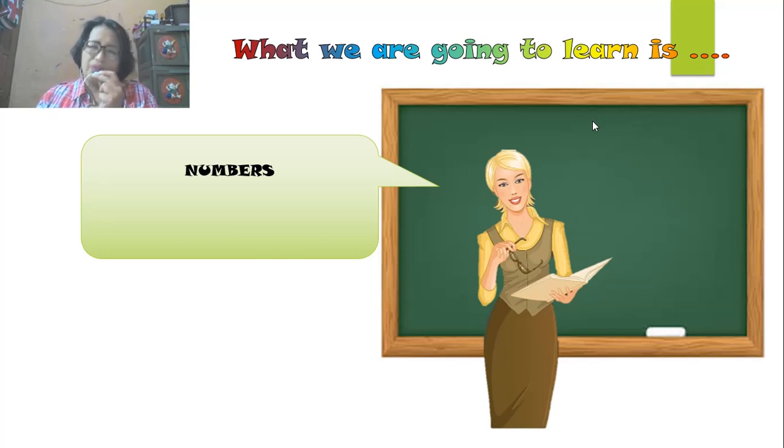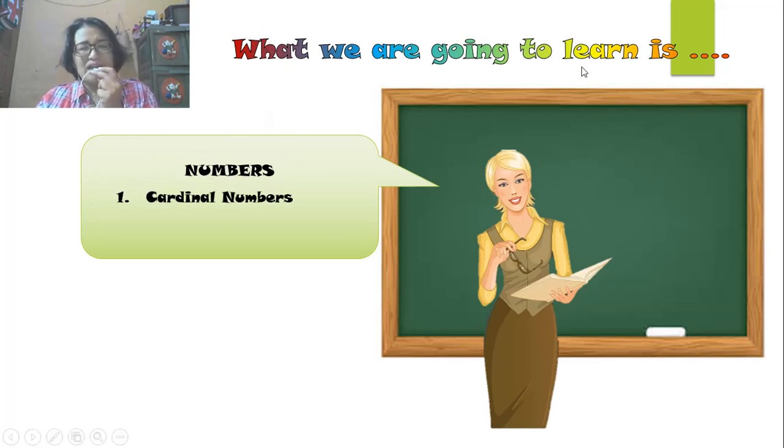I also want to tell you that during this semester, we are going to talk about two kinds of number. Selama semester 1 ini, kita akan belajar dua macam bilangan. The first one is cardinal number. Bilangan biasa, bilangan kardinal, you are familiar with them. That is 1, 2, 3, 4, 5, and so on.